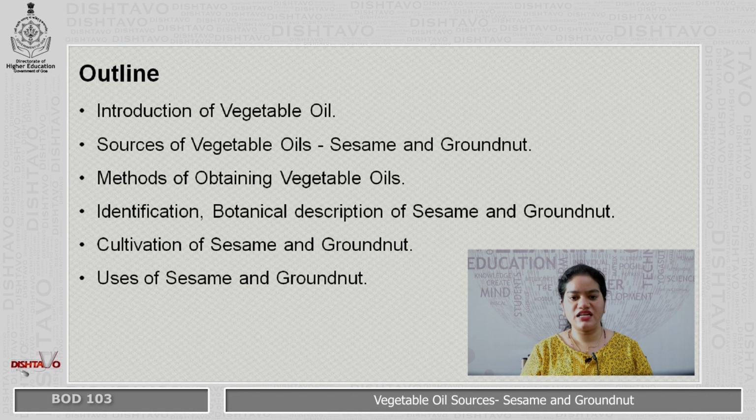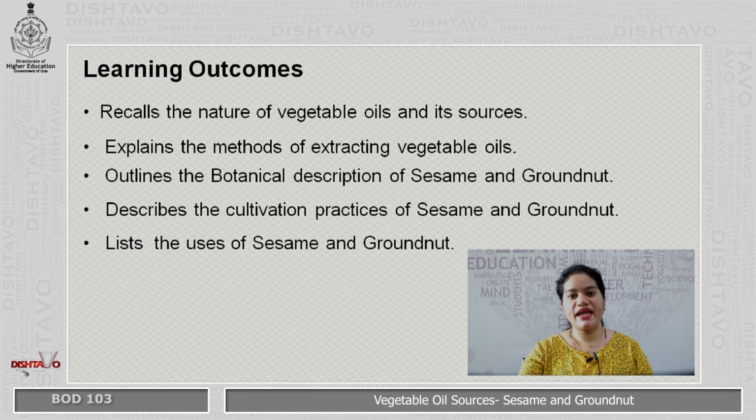We are going to see the cultivation of sesame and groundnut, and we are going to learn about the uses of sesame and groundnut. At the end of this module, you all will be able to recall the nature of vegetable oils and its sources. You will be able to explain the methods of extracting vegetable oils. You will be able to outline the botanical description of sesame and groundnut. You will be able to describe the cultivation practices of sesame and groundnut, and you will be able to list the uses of sesame and groundnut.